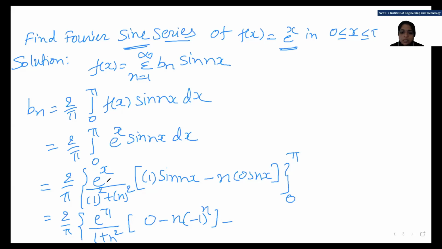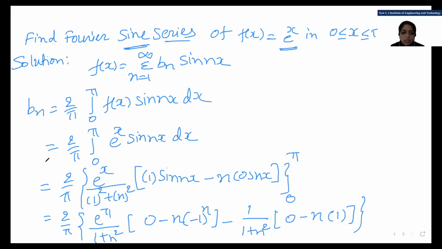For lower limit, e raised to 0, that is 1, 1 upon 1 plus n square. Sin 0 is again 0 minus n. Cos 0 is 1. So minus n. Cos 0 is 1. So this is the value for the lower limit.